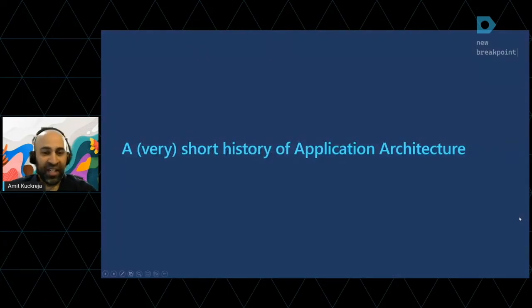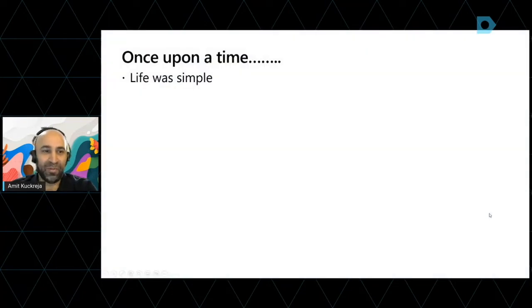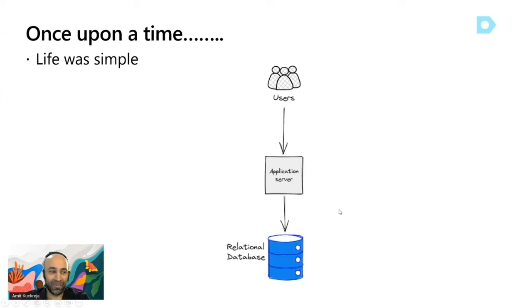Now, I'm a bit of a history buff, so I'm going to take you on a very, very short history of application architecture. And this is mostly how I've experienced application architecture over the course of my career. Everyone will have a slightly different view of it, but this is my view. Once upon a time, life was simple. We had a monolith, with users accessing the monolith with a single relational database. I'm sure anyone in the software industry who's been around for a little while has had experience with one of these. Mostly when you build your first Hello World app, it probably looks something like this.